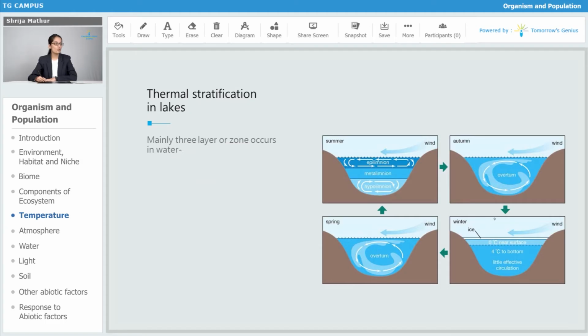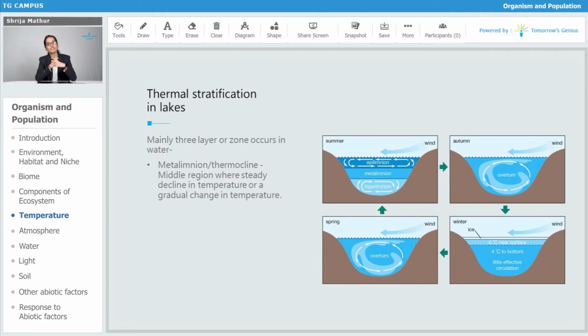Mainly three layers or zones occur in water. What are those? Epilimnion, that is the topmost layer, which is the hottest one or which gains the maximum of the warmth. The second one is metalimnion, that is the middle region, which is having a steady decline in the temperature, not much, but a gradual change is there. And then it's the hypolimnion, that is the bottommost and which is having the least temperature. This bottommost area is not much impacted by the many changes which are occurring around.